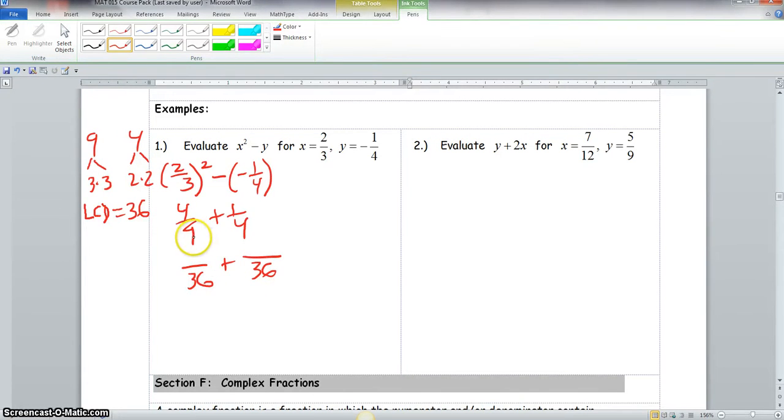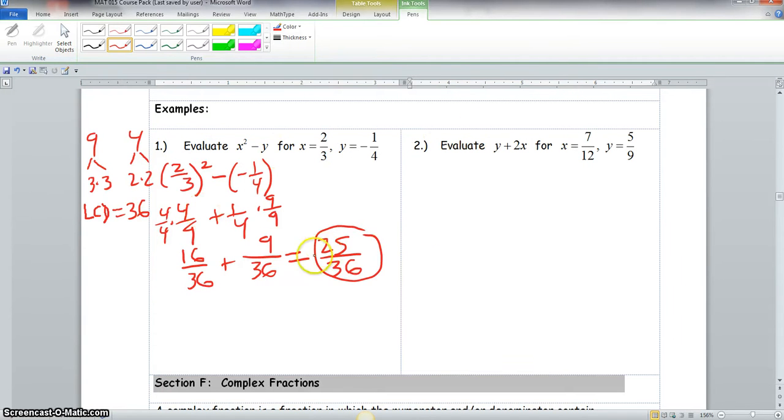So we say 36 divided by 9 is 4. So we multiply our numerator and denominator by 4. 4 times 4 is 16. And then here, 36 divided by 4 is 9. So we multiply our numerator and denominator by 9. 1 times 9 is 9, and 4 times 9 is 36. So now we add them. 16 plus 9 is 25 over 36. They have nothing in common. We're done with that problem.